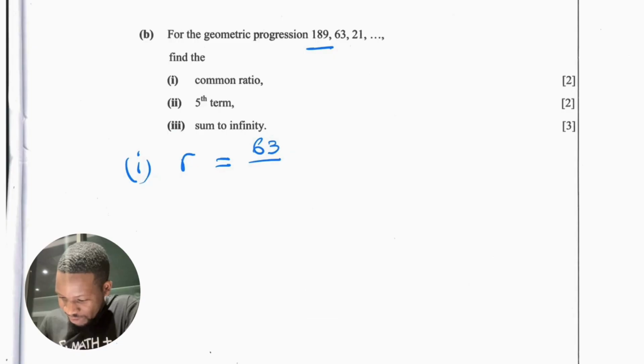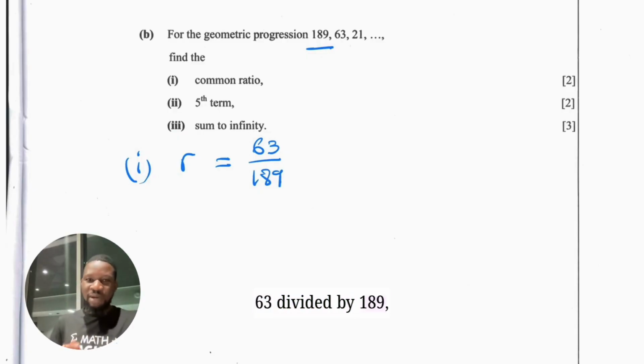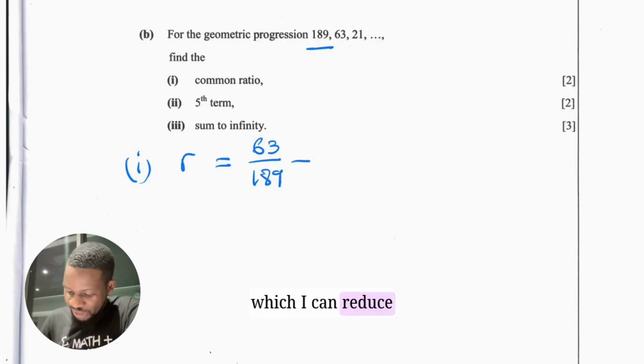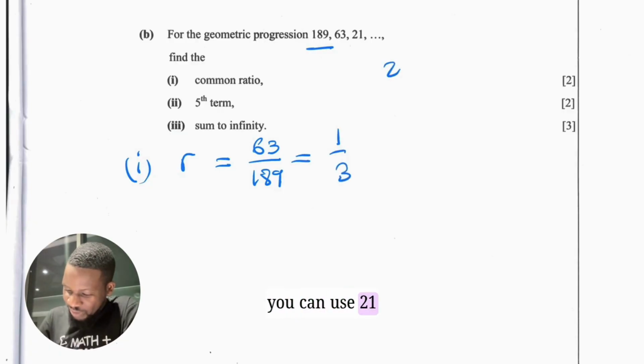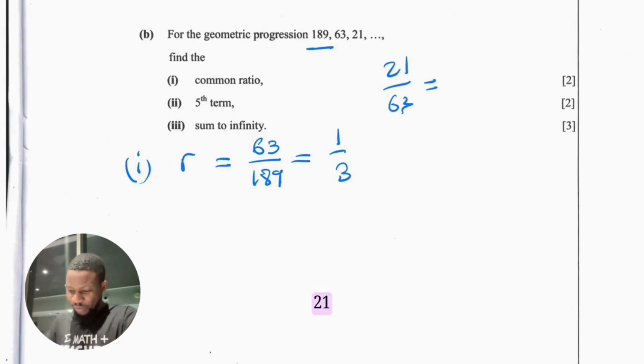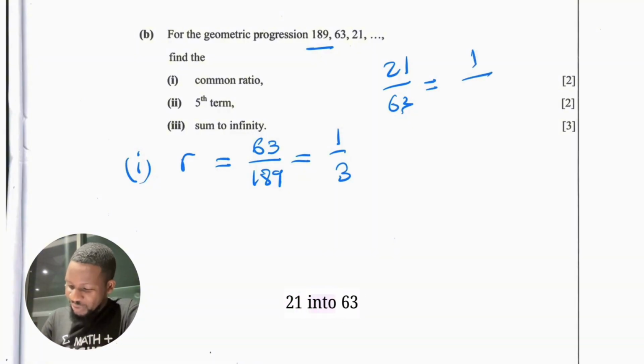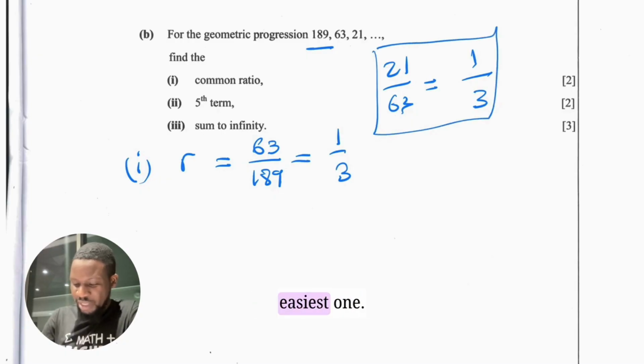63 divided by 189, right? 63 divided by 189, which I can reduce to 1 divided by 3, okay? I mean, if you want, you can use 21 divided by 63, and 21 into 21 is 1, and 21 into 63 is just 3 times, okay? So this should be the easiest one.